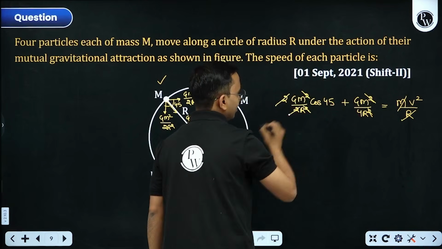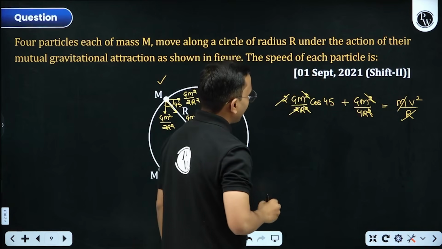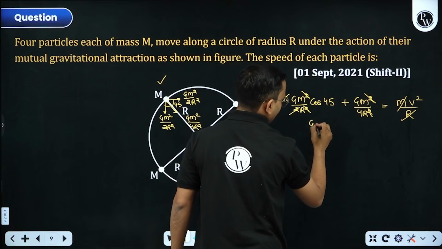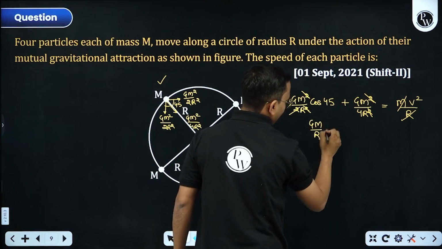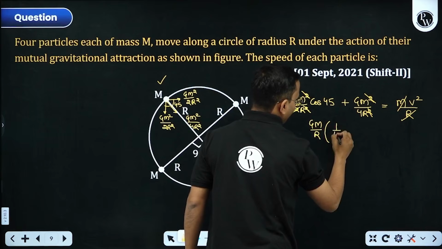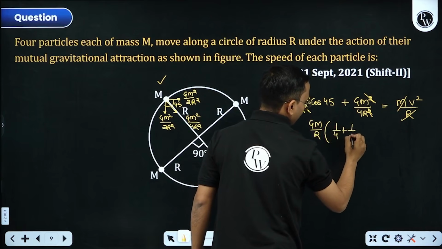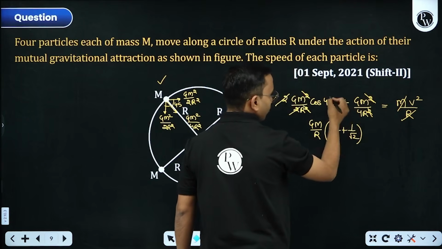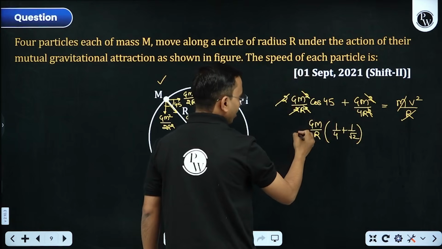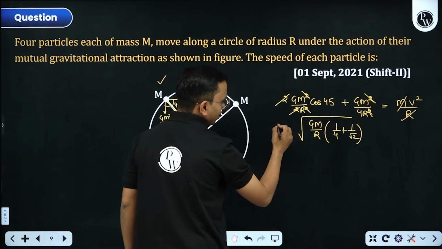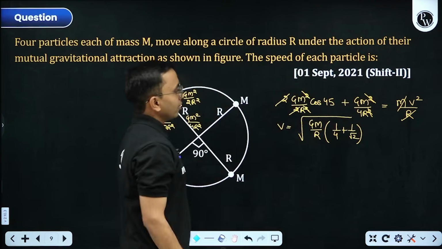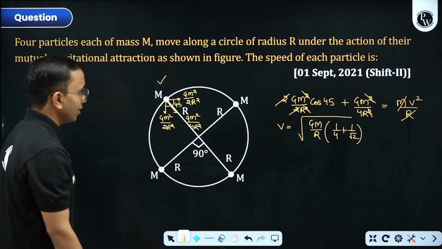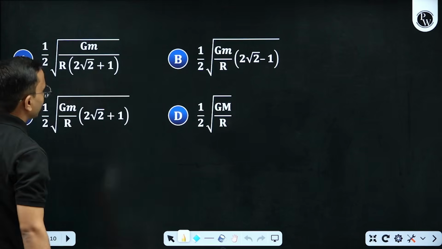This 2 is getting cancelled. So this will become GM by R, 1 by 4 plus 1 by root 2. This is 1 by 4, this is 1 by root 2, and this is v square, root of this. This becomes my speed.